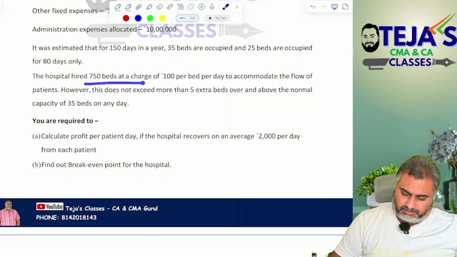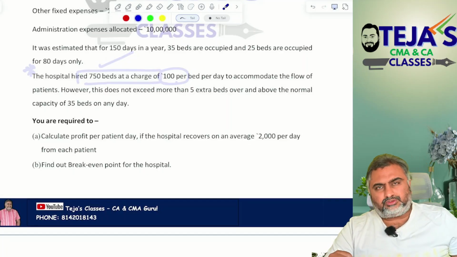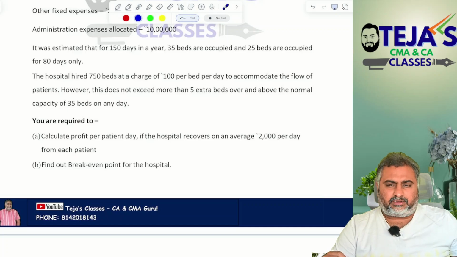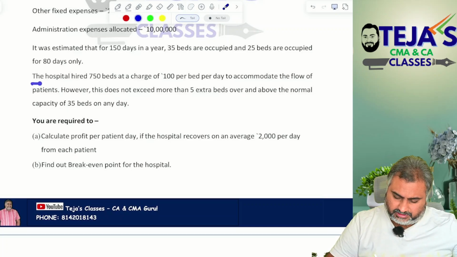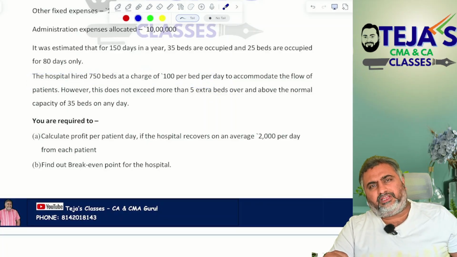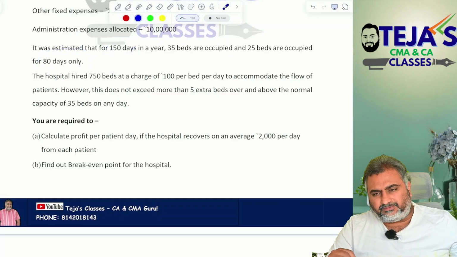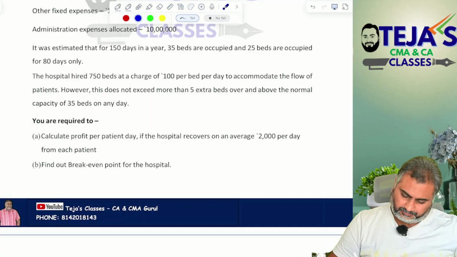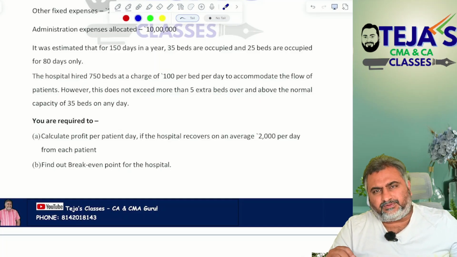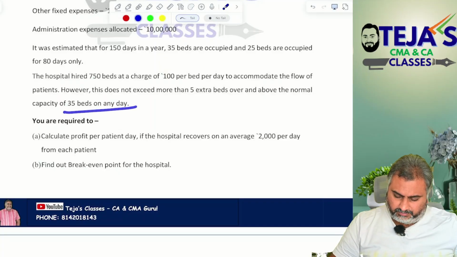The hospital hired 750 beds, extra charge of 100 per bed. This is a very important adjustment in the problem, it is impacting your answer. So concentrate on these higher charges and occupancy. So totally how many beds extra occupied other than these? Means 750 beds extra occupied. However, at the time of occupancy, you never cross 5 more beds above the normal capacity of 35 beds.